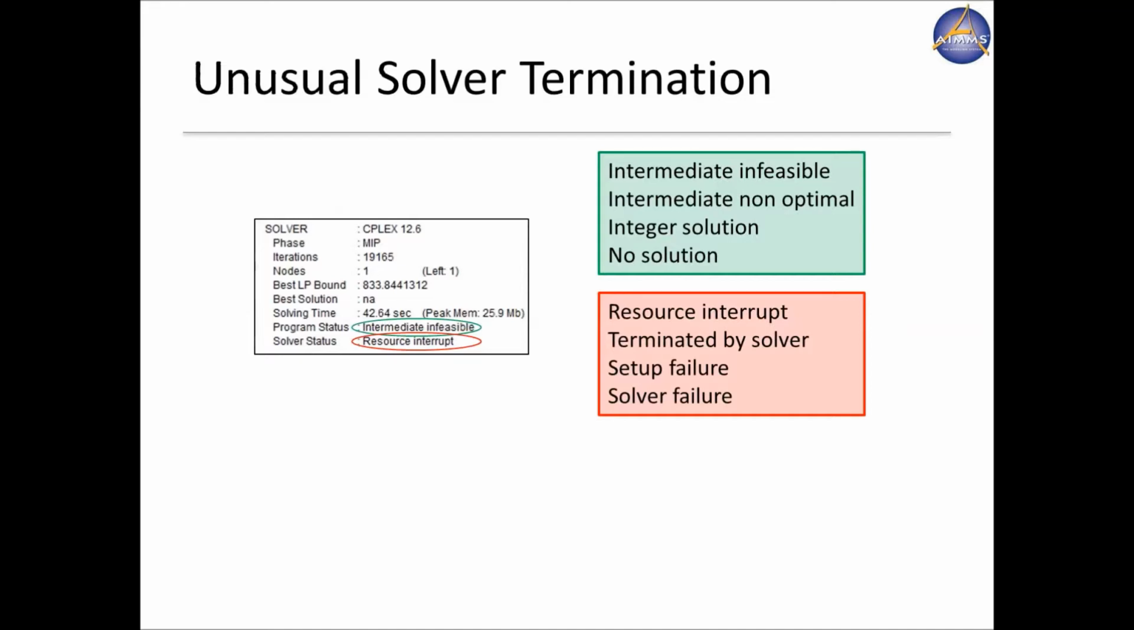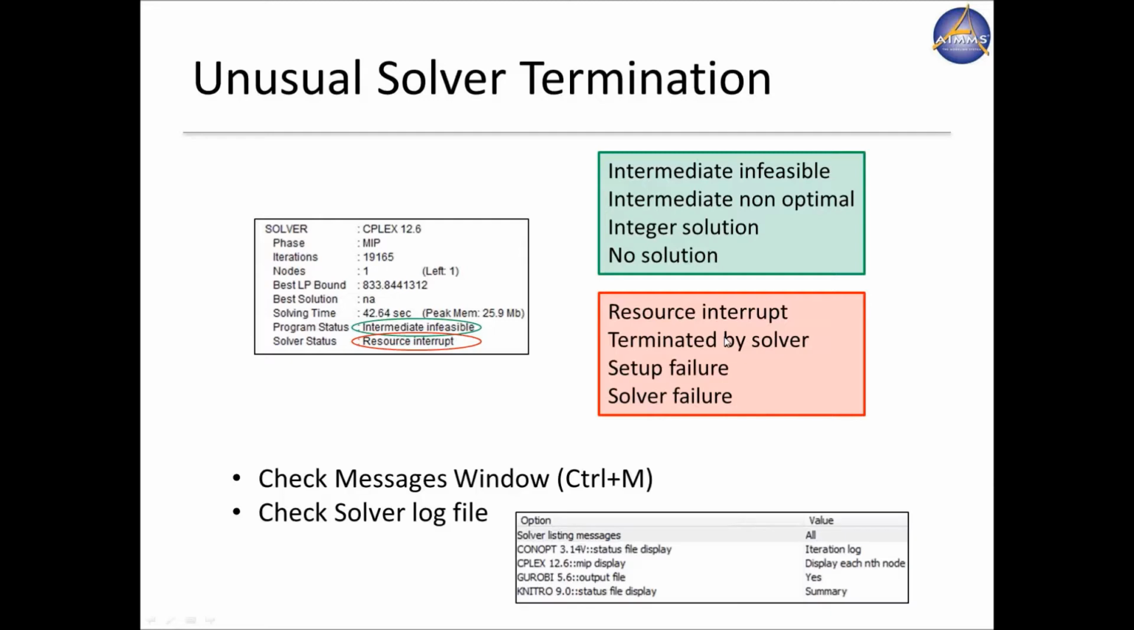So let's start with the unusual solver termination. Here on the left you see a possible program window, and here we see the program status is intermediate infeasible, and the solver status is a resource interrupt. We can also have different solver statuses like terminated by solver, setup failure, or solver failure, the ones shown in the red box. They often correspond to one of the program statuses in the green box: intermediate infeasible, intermediate non-optimal, integer solution, or no solution. If you have one of those combinations, that usually means that something strange or unusual was going on in the solver. What's the best way to deal with that?